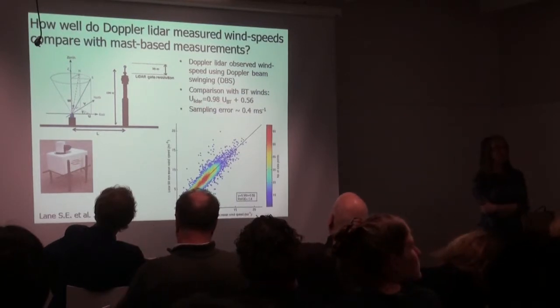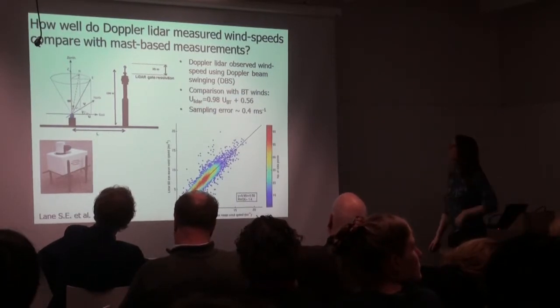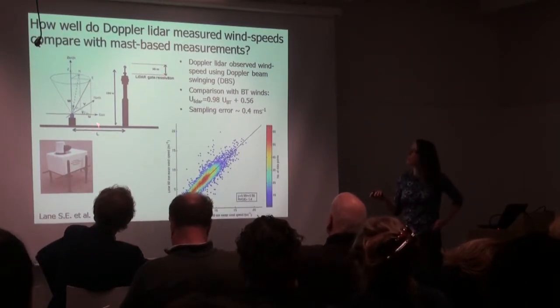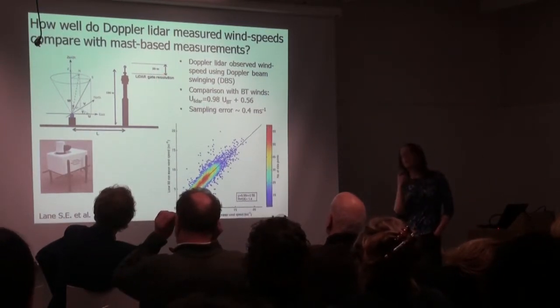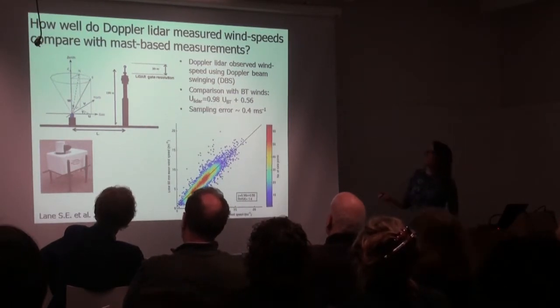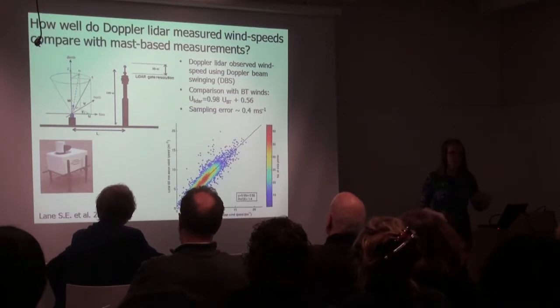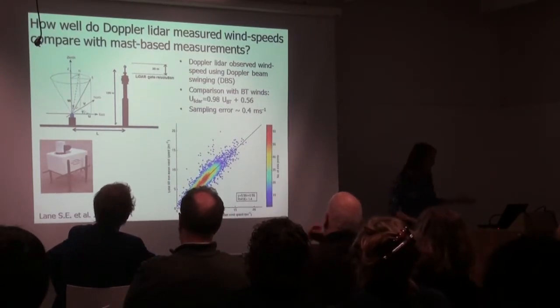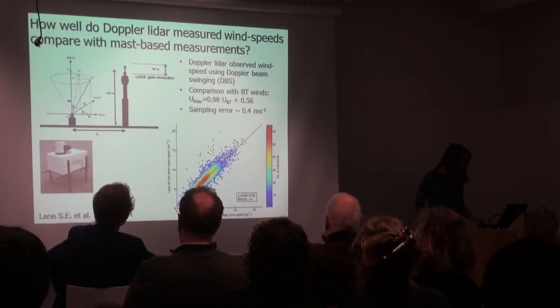We did want to check whether we trusted it, because I'm a skeptical physicist. So we compared the LIDAR, we pointed it upwards now, and we're measuring three different components of the wind, including the up and down drafts, and we compared it directly with the BT tower. Now, that's a slightly technical thing. We got reasonably good results. We were happy with the results it was giving.